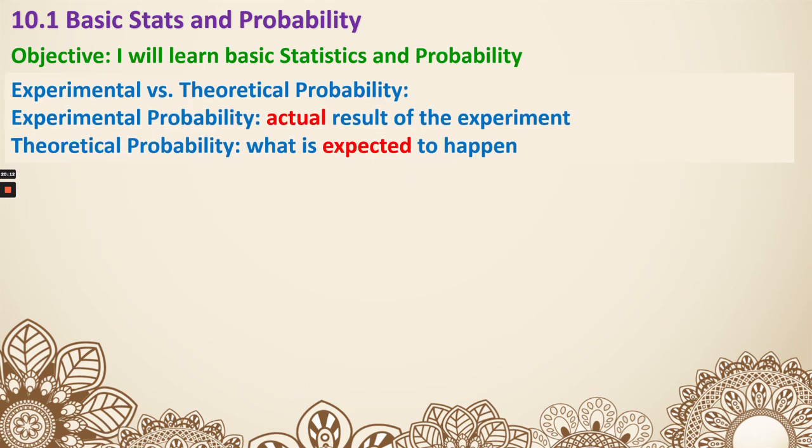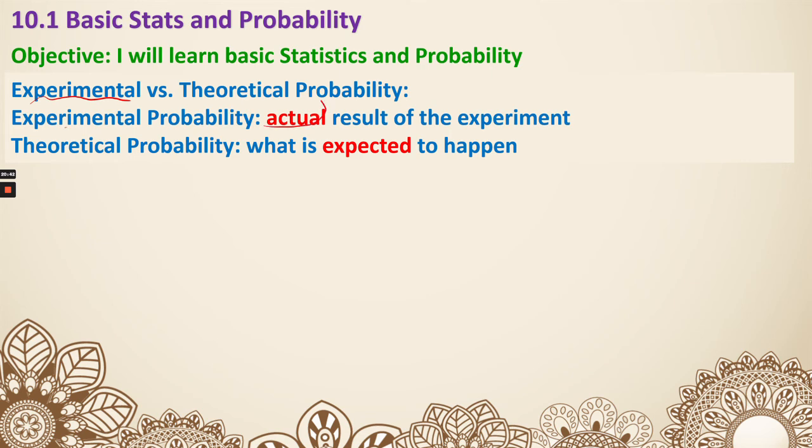Last definition, experimental versus theoretical. This is actually quite important because a lot of time when we do experiments, we may not get the result that we thought we would. So for example, when you're flipping a coin, typically you would think, oh, I should actually get 50% of heads and 50% of tails, right? But when you actually do it, for example, you just throw it twice, you may actually both get tails. Then that's not 50%. So that's why we need to compare our experimental and theoretical.